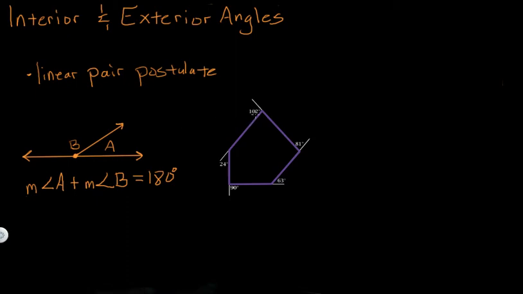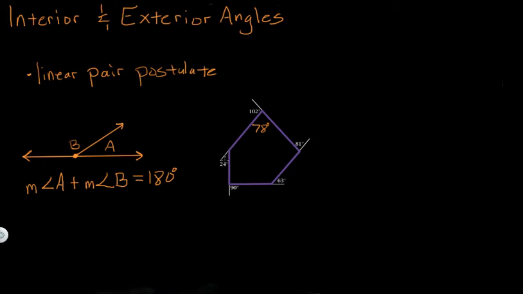So if we're saying that 102 plus something equals 180, all we have to do to find this interior angle is subtract the value of our exterior angle from 180. So we do 180 minus 102, and we find that this interior angle is 78 degrees.